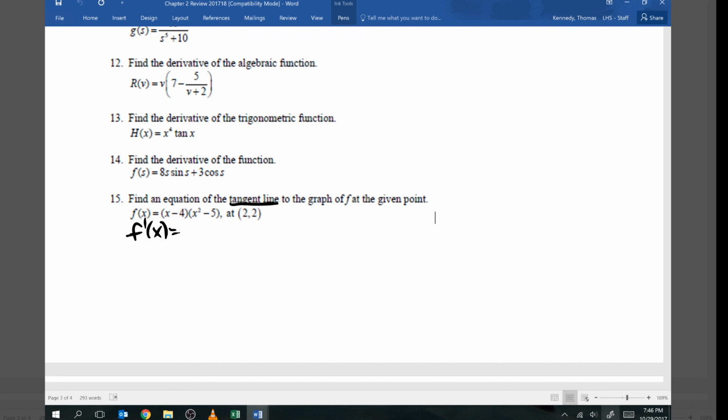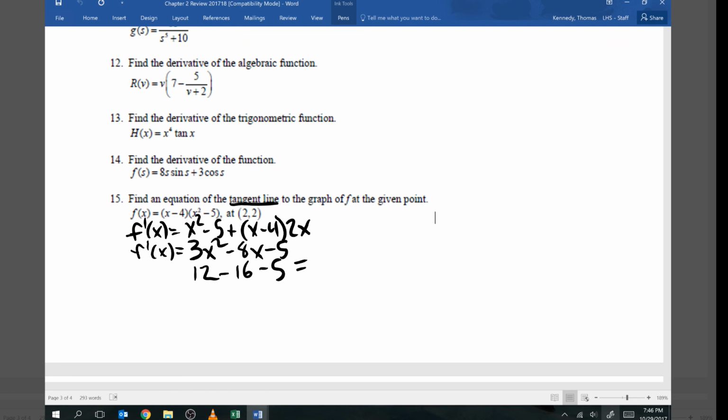So derivative of the first times the second is just the second, plus the first thing times the derivative of the second. It's really not bad at all. So my derivative is 2x squared plus x squared, that's 3x squared, minus 8x minus 5. Which you probably could have gotten just as easily by multiplying this first, but whatever. So I plug in 2, because that's what x is, and I get 12 minus 16 minus 5. So my slope is negative 4 minus 5, which is negative 9.